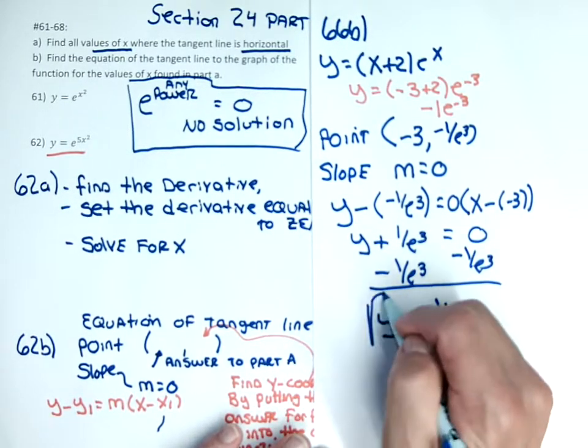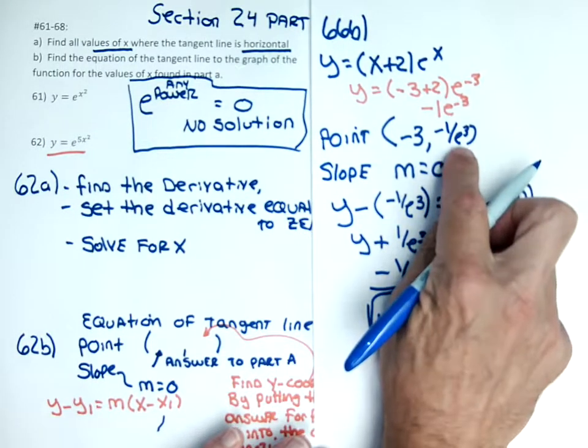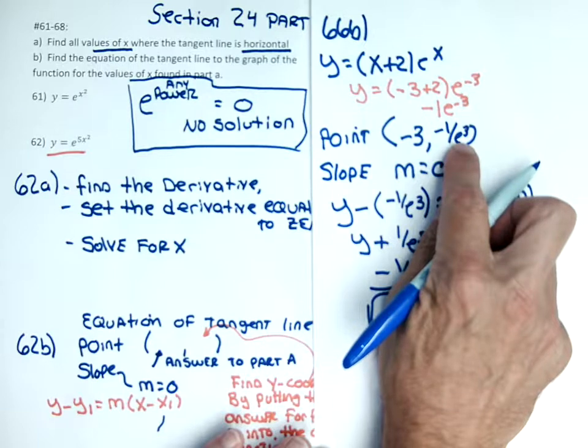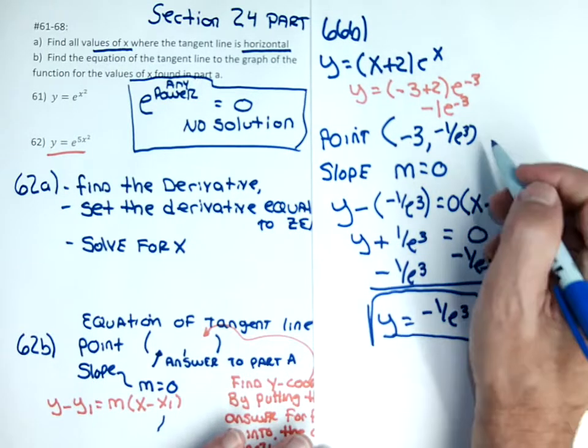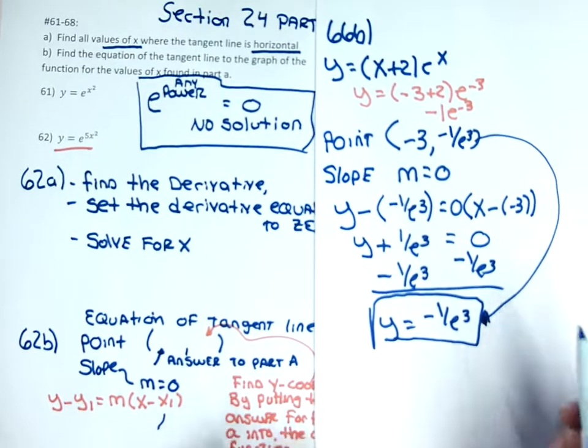When you're finding an equation of a horizontal line, really it's always going to be just y equal the y coordinate of the point. So you could actually skip all this and go directly to the answer, because anytime you're finding the equation of a horizontal line, the equation is going to be y equal the y coordinate of the given point.